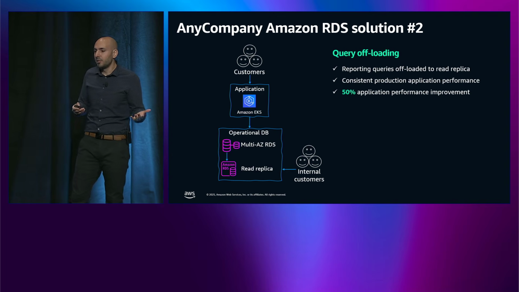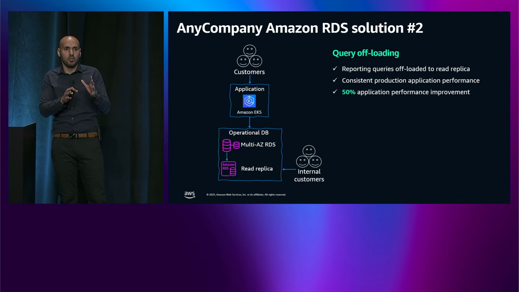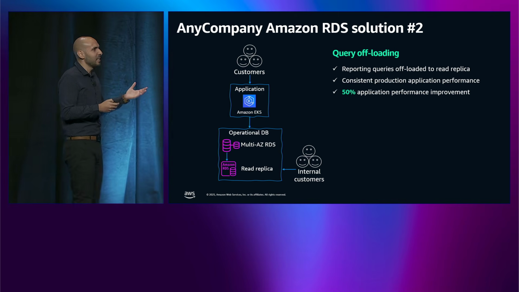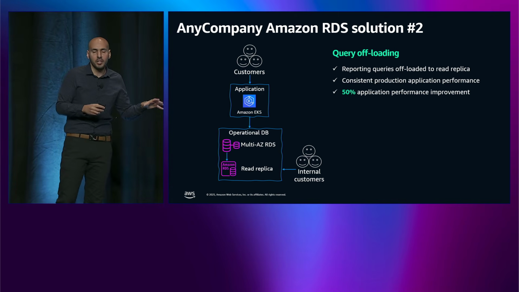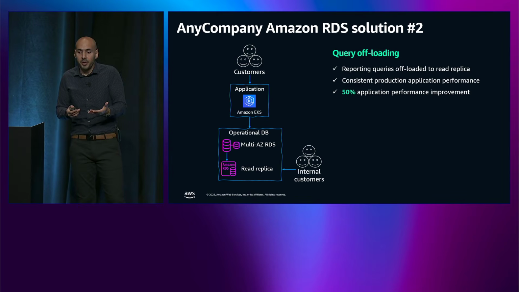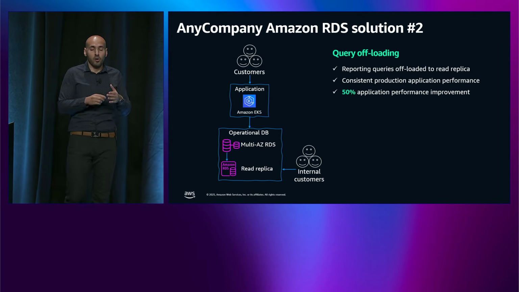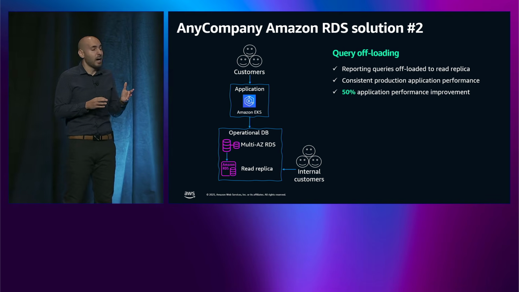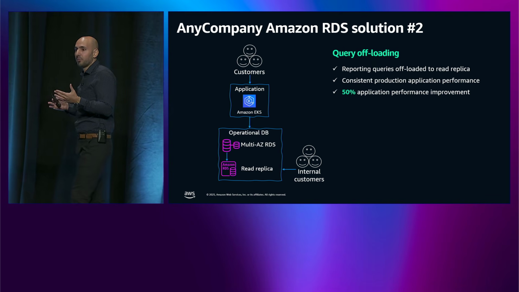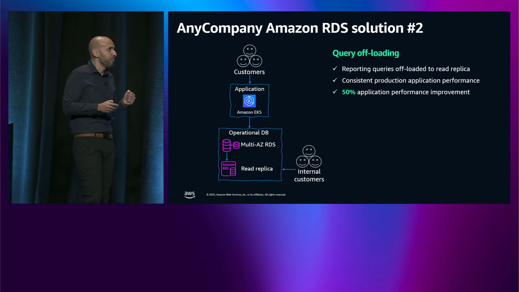For the any company use case, most of the queries are actually based on ad hoc dynamic queries. They have dynamic filters. So they decided not to go with the approach of caching. Instead, they offloaded the queries using the read replica approach. And that enabled them to maintain consistent performance for their production application without interfering with the core customer application, and an overall 50% improvement in the core API of the production application.